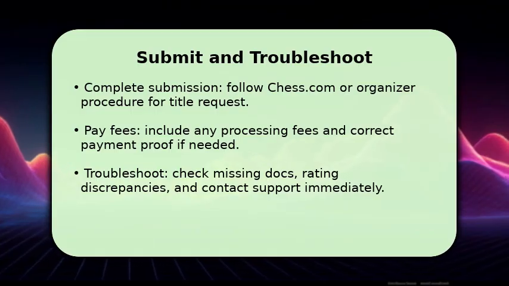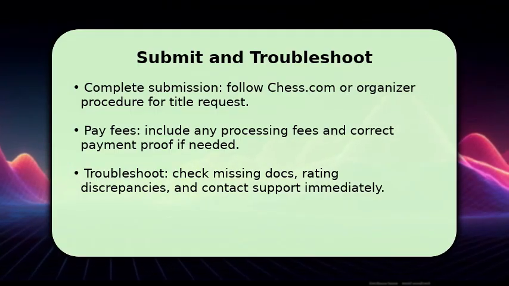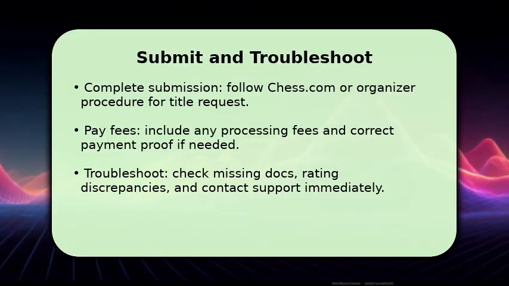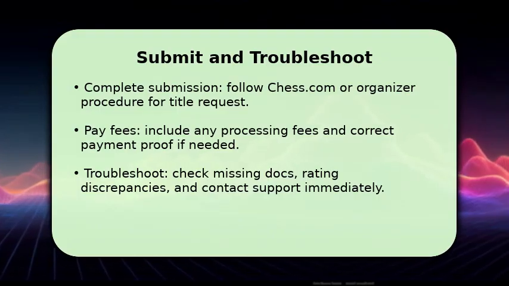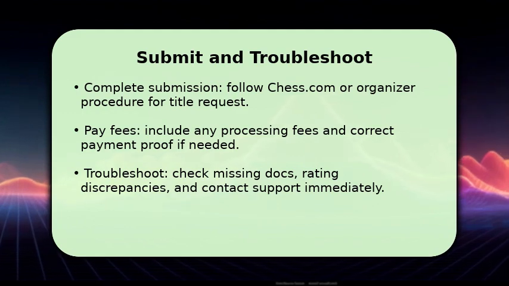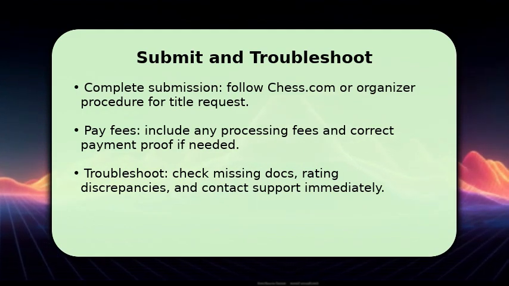If your request stalls, look for common issues: missing documents, rating calculation gaps, or incorrect event ID, and address them. If problems persist, contact chess.com support or the tournament arbiter with concise evidence to resolve discrepancies quickly.